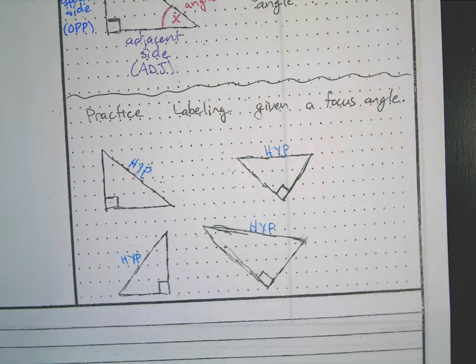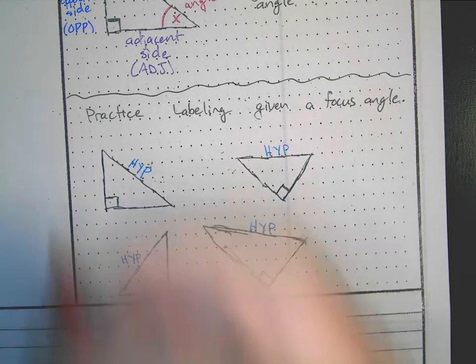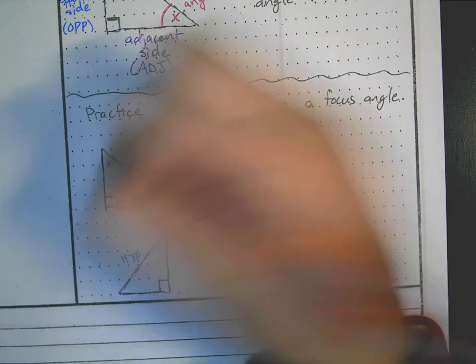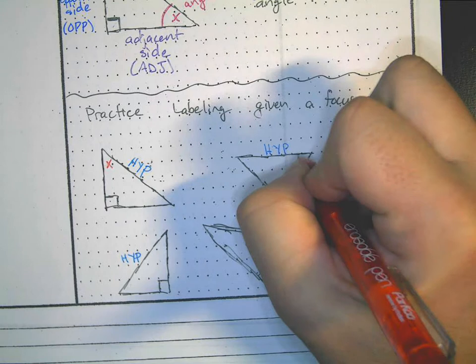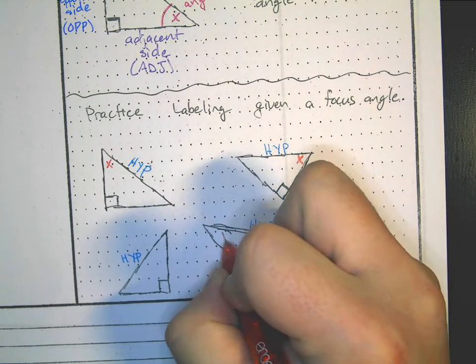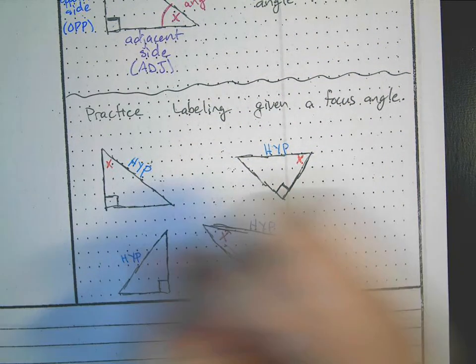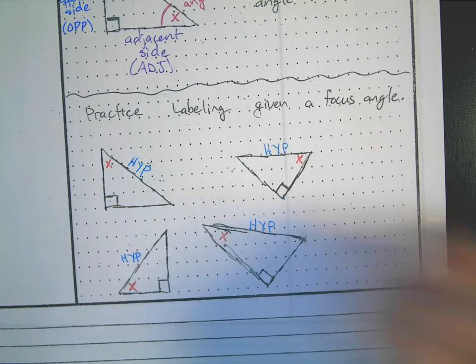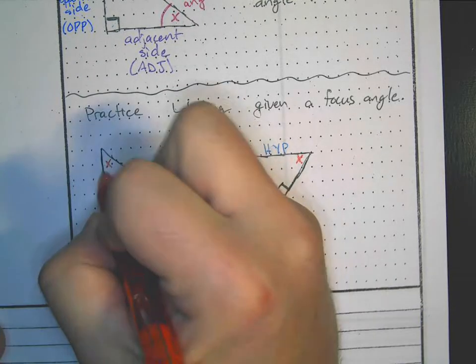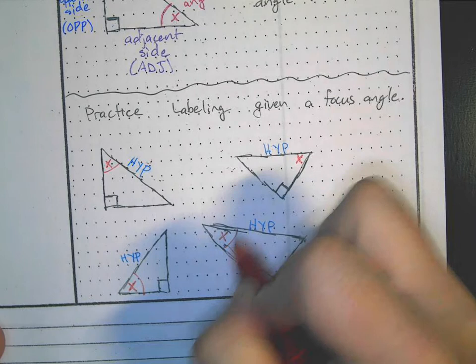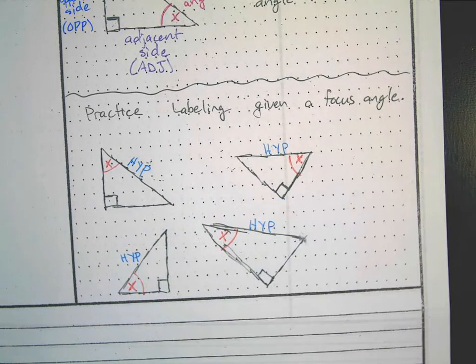Okay, so next I'm going to write in our focus angle. That's like me giving you the focus angle, and then we have to decide what is opposite and what is adjacent. So let's put my focus angle here for this one, here for this one, there for this one, and there for this one. So I put in my focus angle. This is me giving you that focus angle. This is not something you have to come up with. It's been given to you.